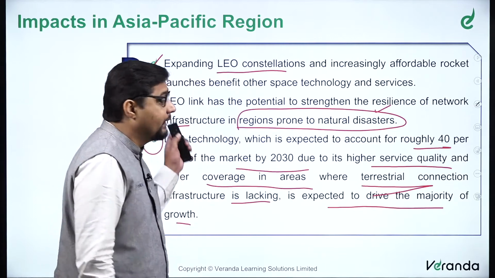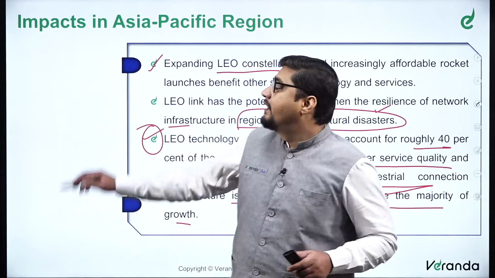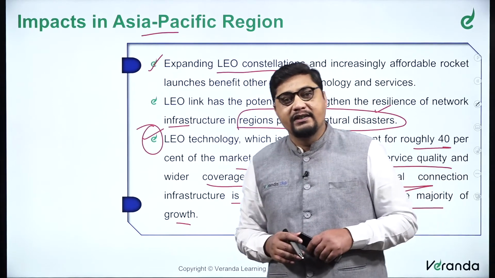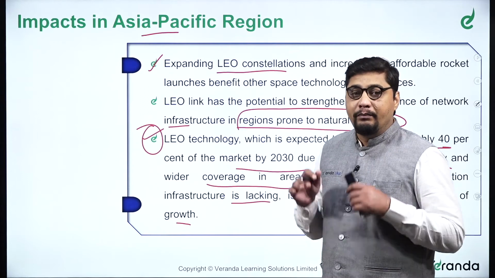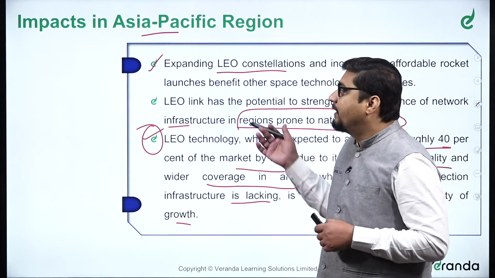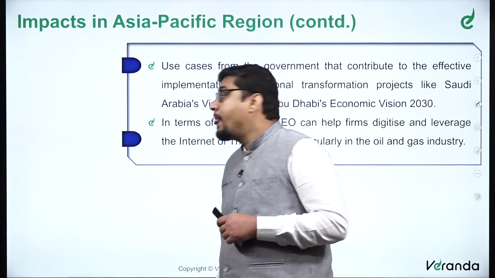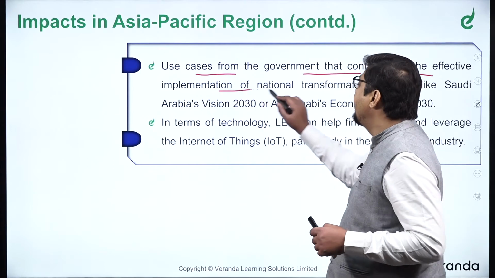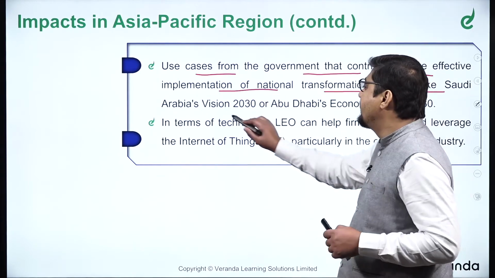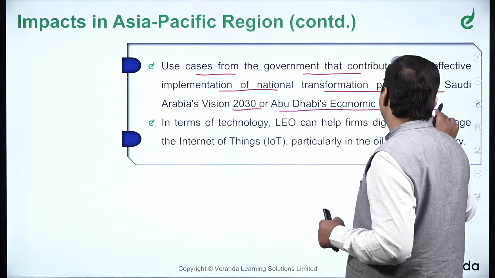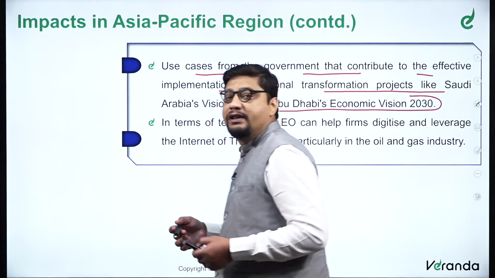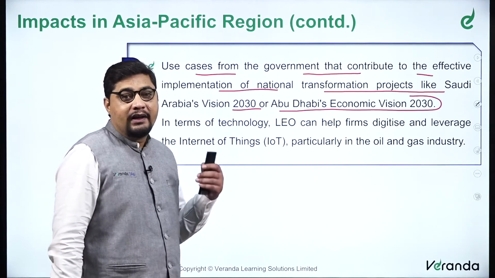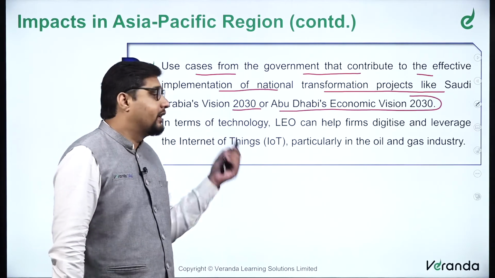But specifically in Asia Pacific, Asian countries, because of their terrains, geographical locations, economic factors and all those things, this technology may become very significant in the times to come in these areas. Further, there are use cases from the government that contribute to the effective implementation of national transformation projects like Saudi Arabia's Vision 2030 or Abu Dhabi's economic vision of 2030. These countries obviously have a lot of money, so they are ready to invest, and in those countries also access can be provided to the remotest places.